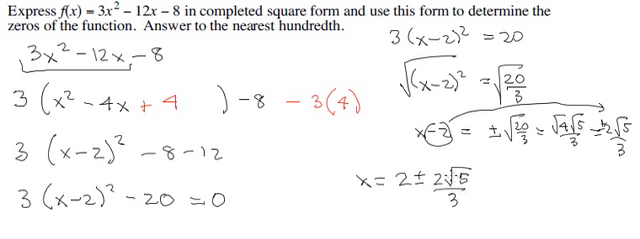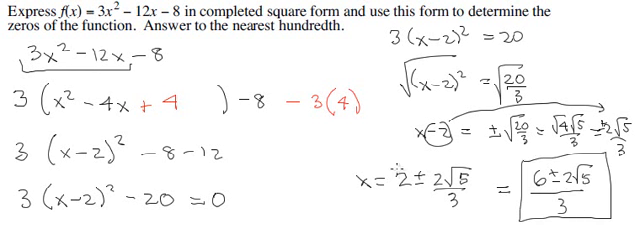You could stop it right there, or if you wanted, you could put all this over a common denominator. You could write the 2 as 2 over 1, which becomes 6 over 3, and then you get the following. 6 plus or minus 2 root 5 all over 3. I'm not sure this is a big improvement, but some people like making it all into one big fraction. Here you have one part that's a fraction and one part that isn't, so either one's good.